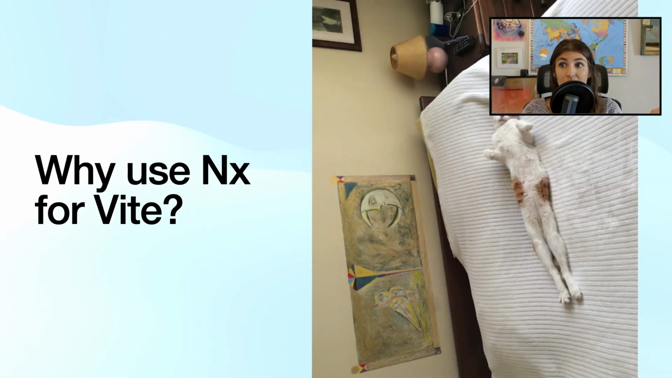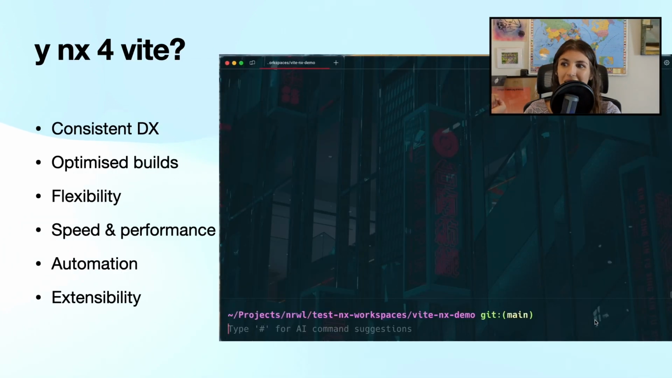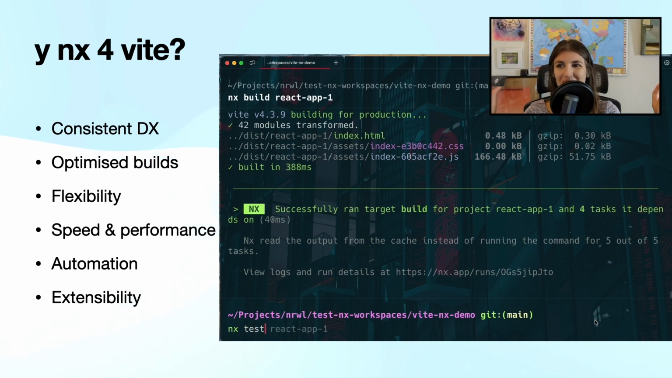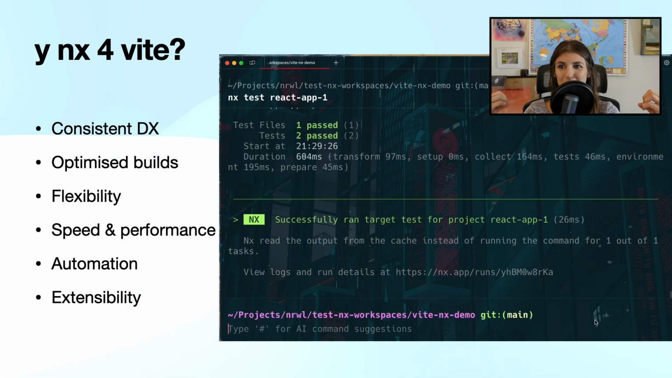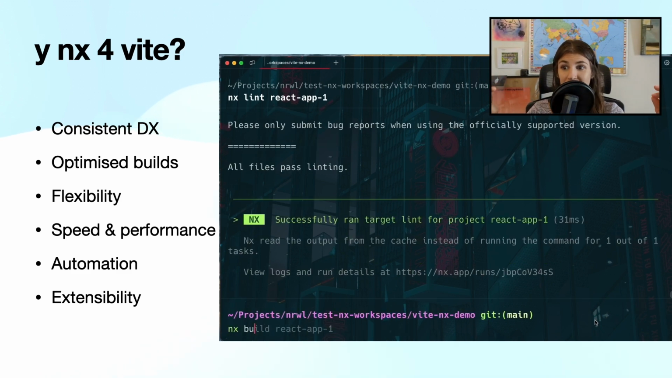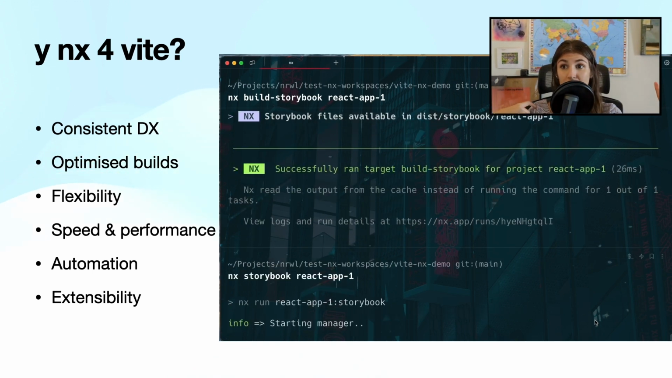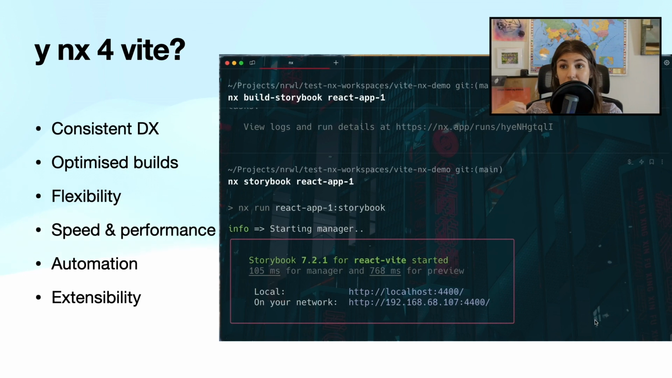So why you should use Nx for Vite? I don't think you should even be asking at this point. You get consistency, consistent developer experience, a uniform approach for multiple projects. You get optimized builds. Nx computation caching enhances Vite's builds. You get flexibility, you mix and match configurations in one workspace. You also get speed and performance.